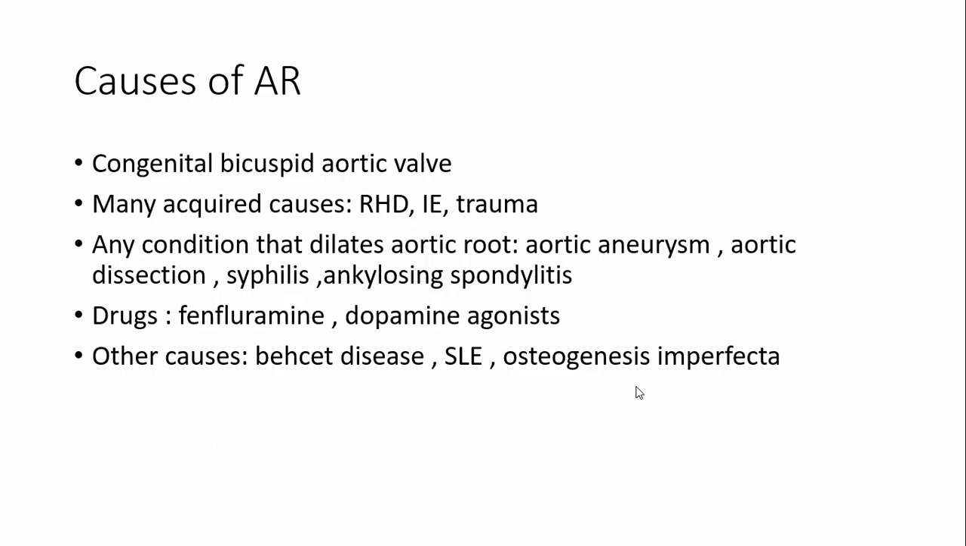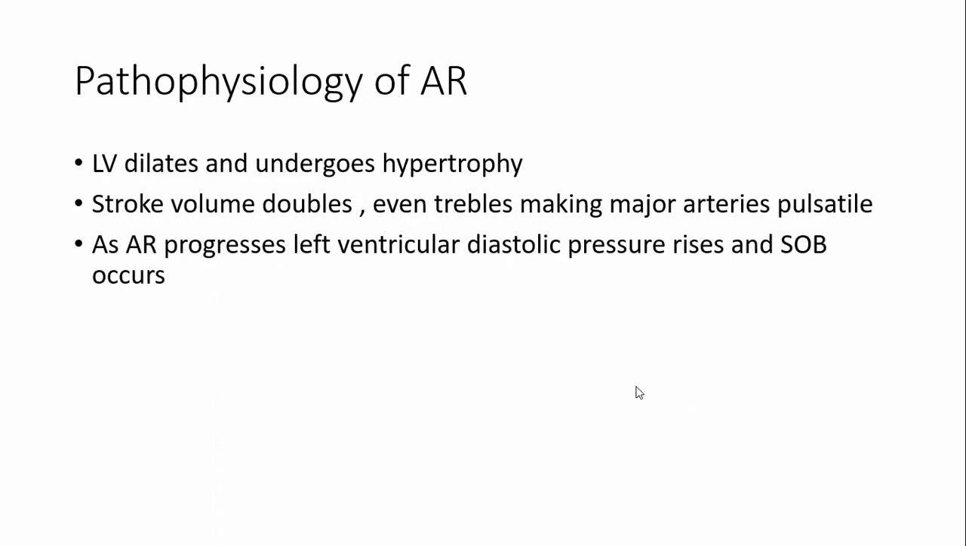Drugs like fenfluramine, which is an anti-obesity drug, and dopamine agonists like bromocriptine can cause aortic regurgitation. Other causes are Behçet's disease, SLE, and osteogenesis imperfecta. These conditions can all cause aortic regurgitation.